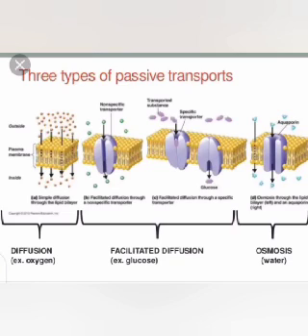A simple diffusion is the movement of a substance down its concentration gradient. That is, the movement of a substance from a region of higher concentration to a region of lower concentration across a semi-permeable membrane. Osmosis is the diffusion of water molecule across a semi-permeable membrane.